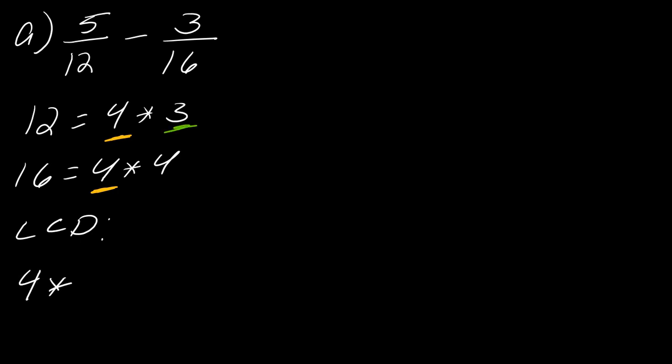And then these other numbers that they don't have in common. So this will be 4 times 4 times 3. And 4 times 4 times 3 is 48.